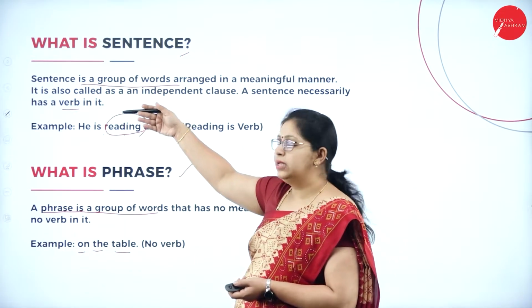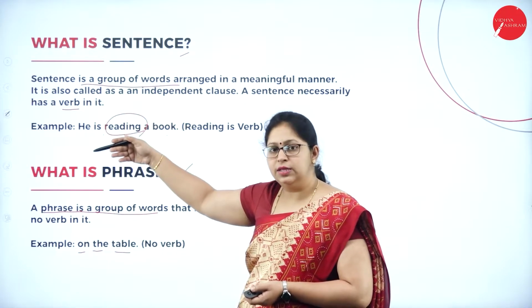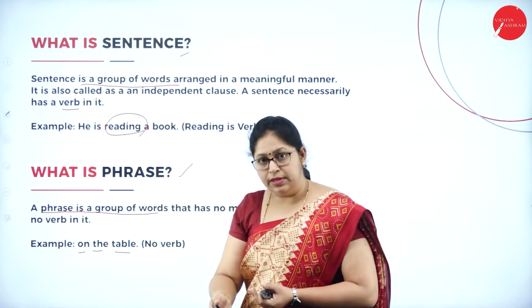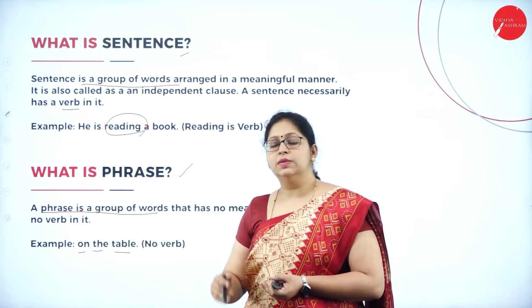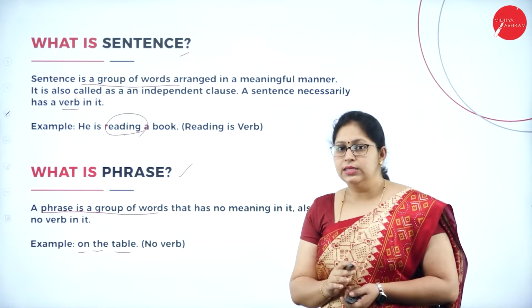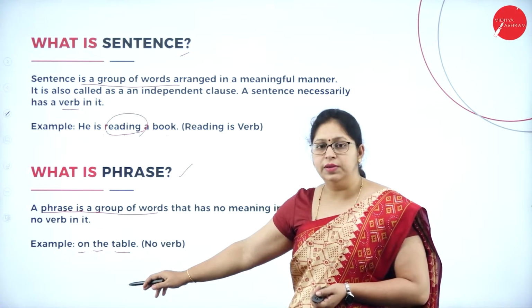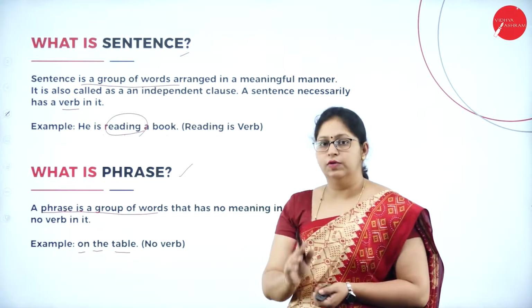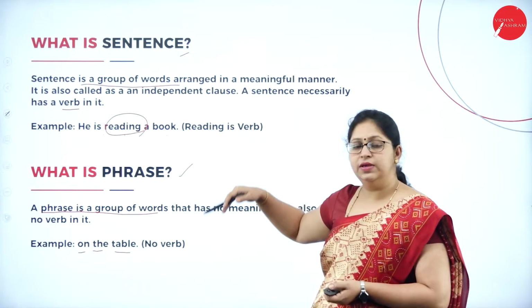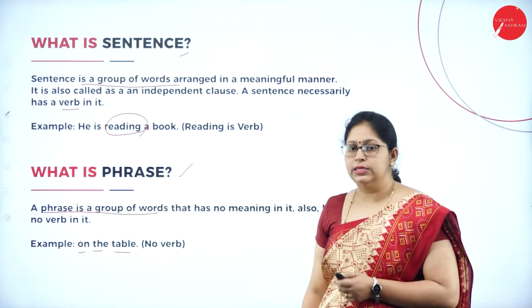This is the difference. A sentence is a group of words arranged in a meaningful manner. It gives complete meaning. Phrases are groups of words, but they do not have complete sense or complete meaning in them, and also they will not have a verb in them. A sentence will have a verb in it. These are the differences between a sentence and a phrase.